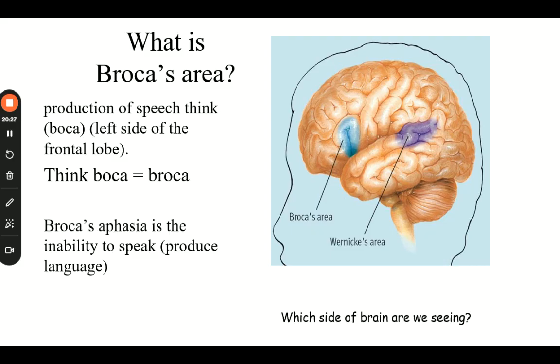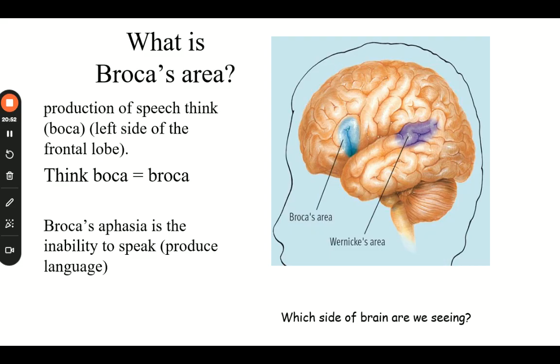So if you get a stroke and you cannot speak, then you have what's called Broca's aphasia. If the stroke damaged your Broca's area, left side, about where your left temple is, touch your left temple. All right, that's about where your Broca's area is.